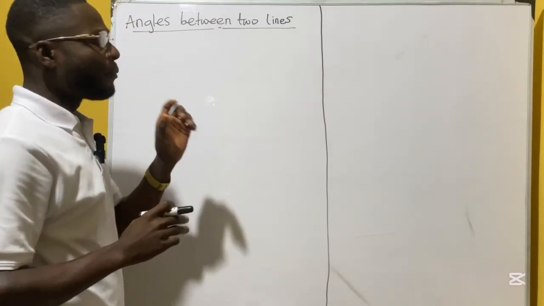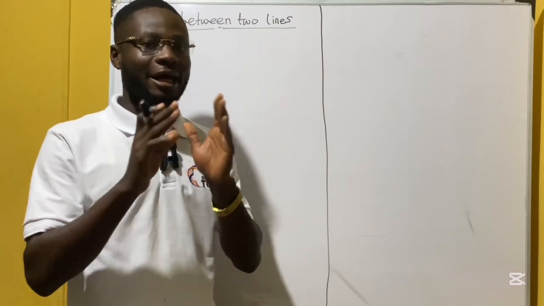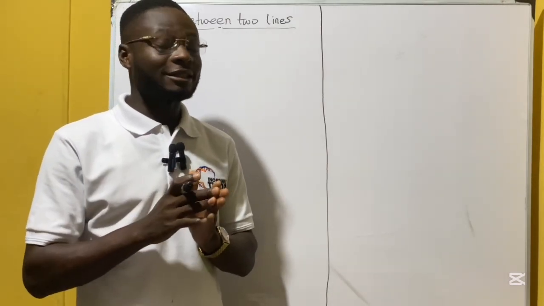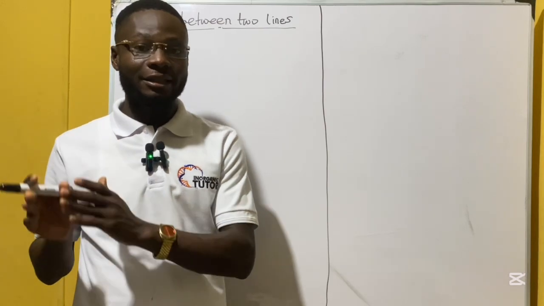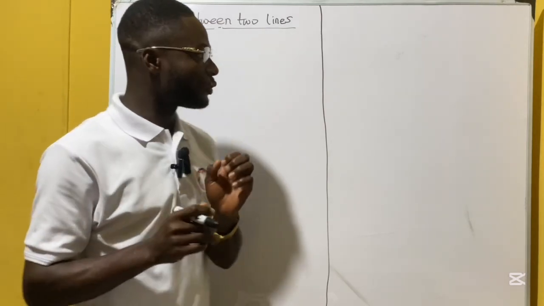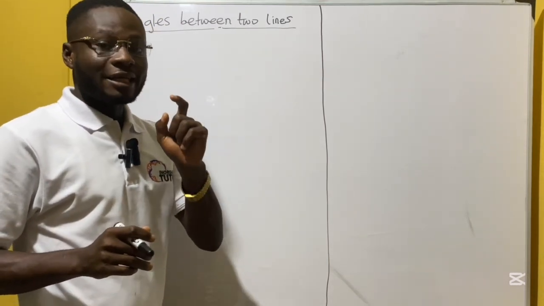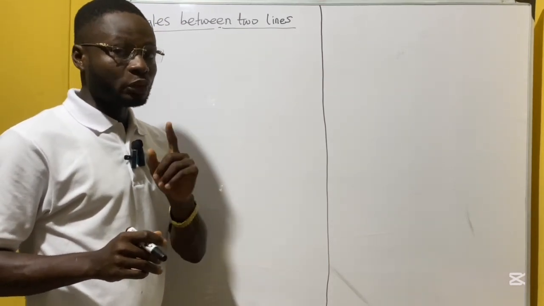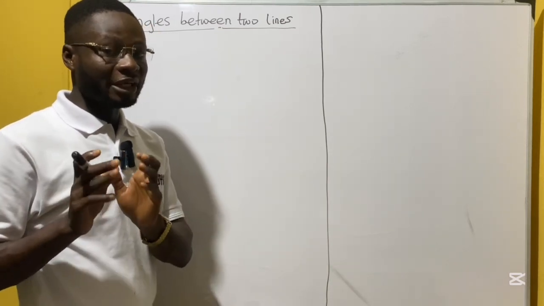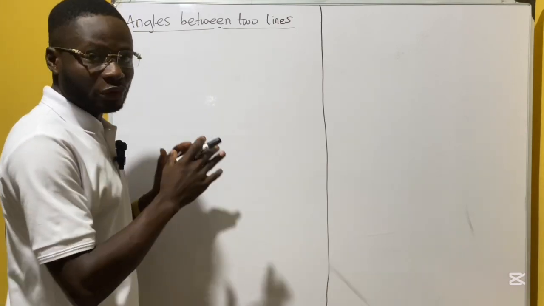Basically, consider two lines, L1 and L2, and these two lines have gradients M1 and M2 respectively. Note that M1 is greater than M2, and these two gradients are greater than 0, meaning they are positive. So let's look at this illustration.